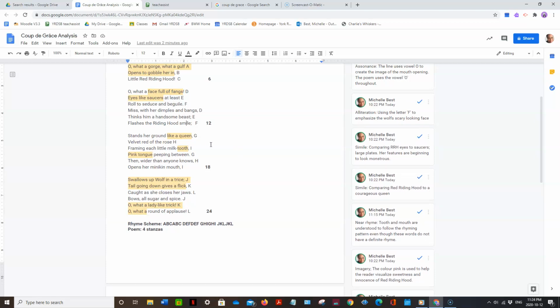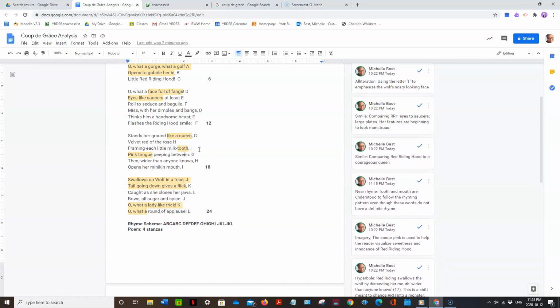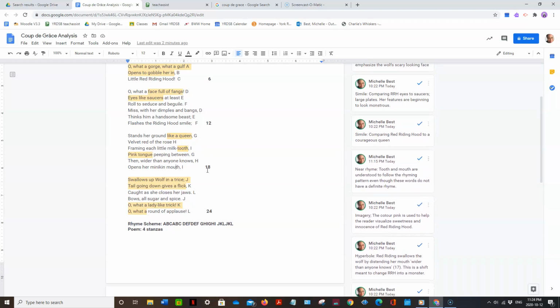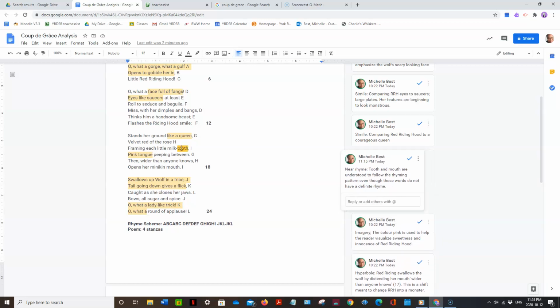Now, one of the things to bring your attention to is another poetic device that is used here. This third stanza starts with a new sounding word, queen, and between, rose, and nose, but tooth and mouth are not direct rhymes, they're not strong rhymes, they're what we call near rhymes. So tooth and mouth are understood to follow the rhyming pattern, even though these words do not have a definite strong rhyme. This is one of the things you want to pay attention to when you're identifying your poetic devices.